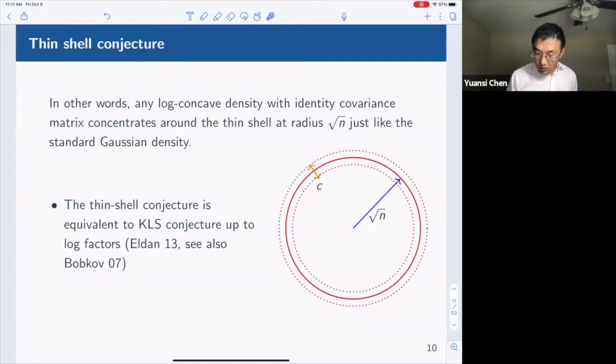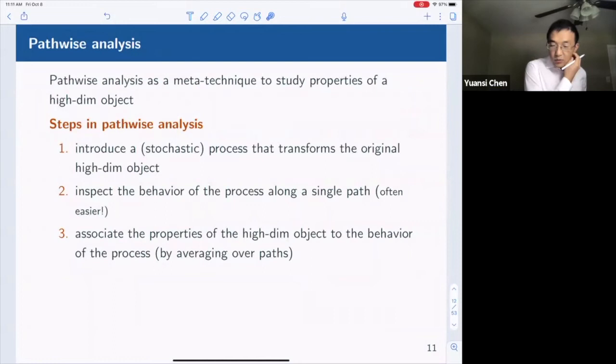The proof technique is again what we discussed a little bit, this pathwise analysis. It's a meta technique to study the properties of a high dimensional object, and you have three steps. First, you introduce a process that transforms your original high dimensional object. Then you inspect whether there's a special property after you transform it. Often there are properties of the transformed density that are easy to prove. Then you relate it back: you want to prove some property of the original high dimensional object, so you have to relate the properties of the original object to the transformed one.